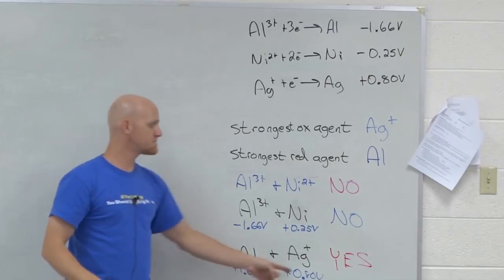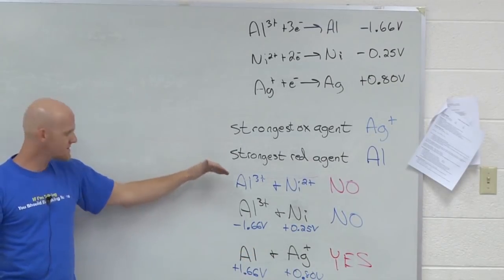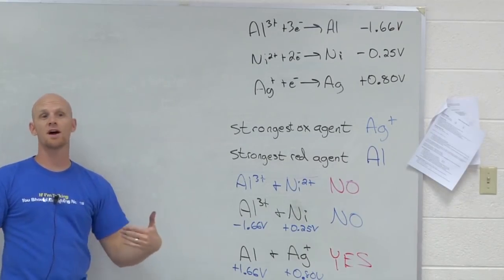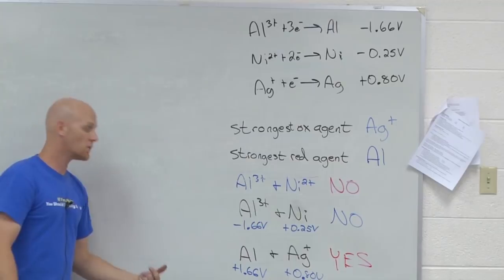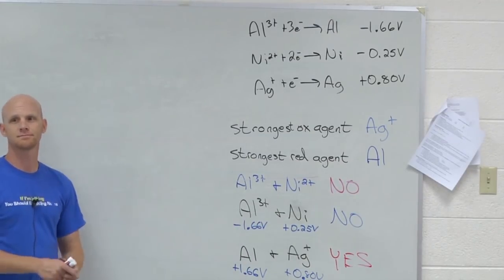Yep. When the total is positive voltage, that's when you know something's spontaneous. And so the question again was, which of these pairs will react spontaneously together? First I just had to make sure redox was even a possibility. And if it was, then I had to do some number crunching to make sure the voltage came out positive.